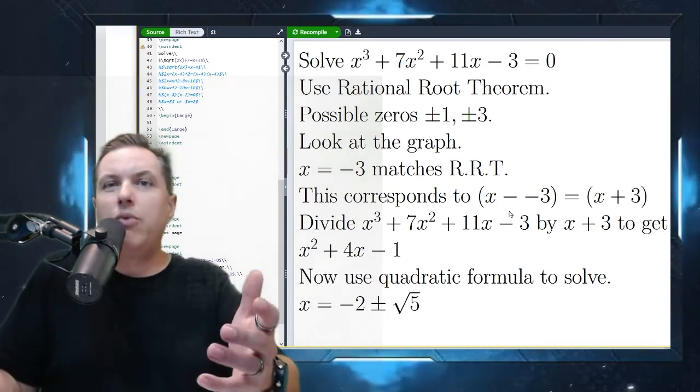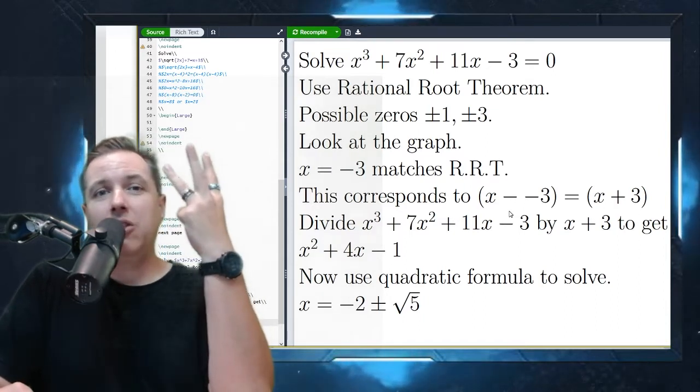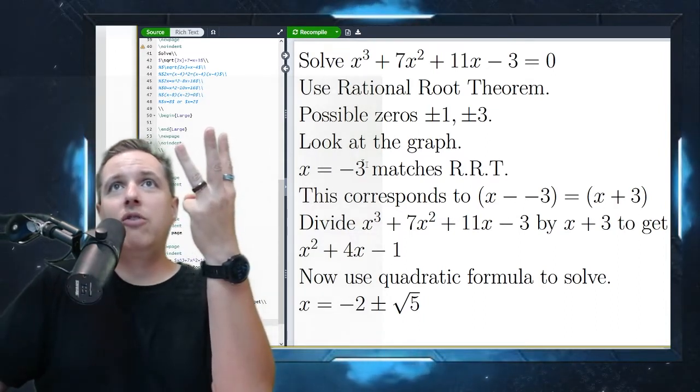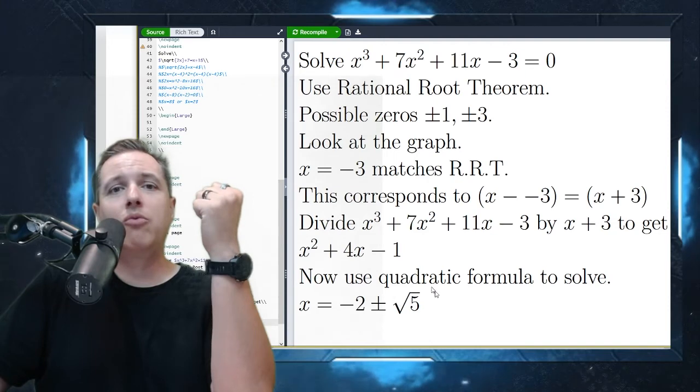So then, are we done? Well, let's see. We started with a cubic. We said that means there should be 3 solutions. We found the first one to be x equals -3, and we got 2 more down here with -2 plus or minus square root of 5.